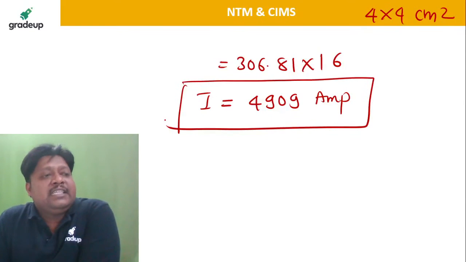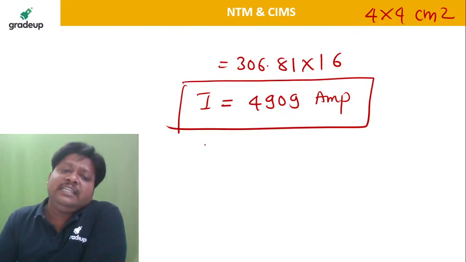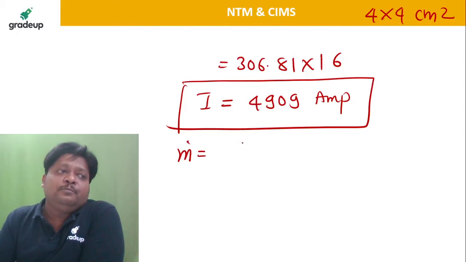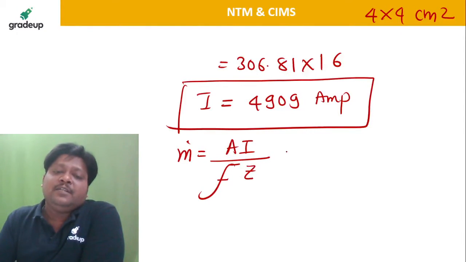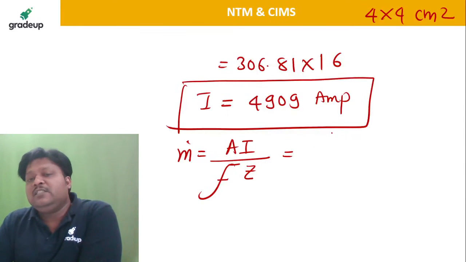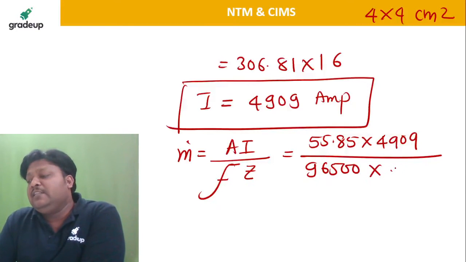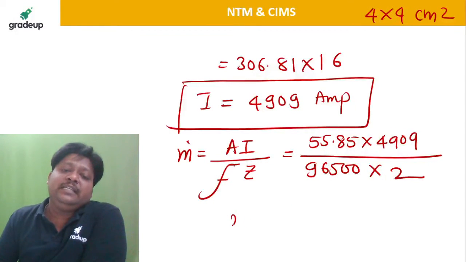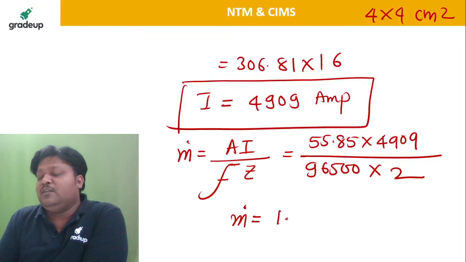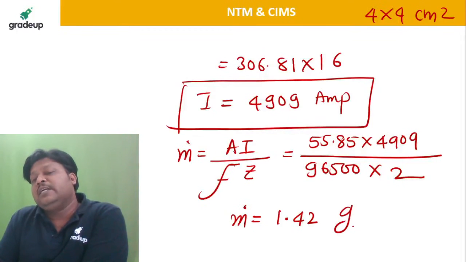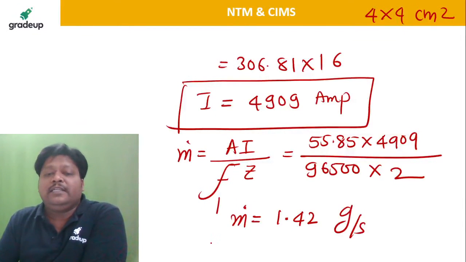And once you get this current, it's very nice to calculate. M dot is equal to AI divided by FZ. So the gram atomic weight is how much? Iron 55.85. Current is how much now? 4909 divided by Faraday's constant 96500 into valency 2. So tell me the M dot. I am getting 1.42 grams per second.